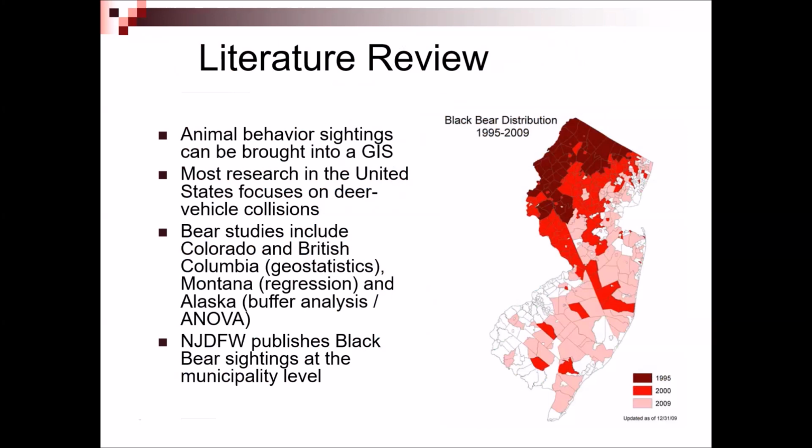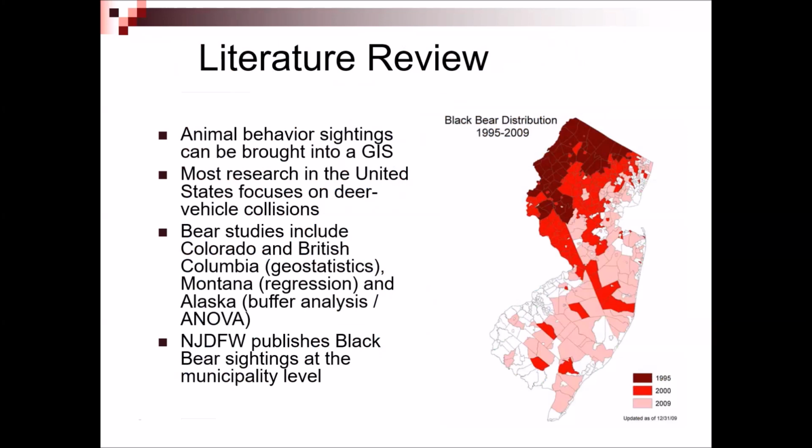Now, the thing about New Jersey is that from 1995 to 2009, black bear moved from northwest New Jersey all the way throughout the rest of New Jersey. And so we've had a lot more bear-human interaction, sometimes with fatal results. Where I grew up right here, I never saw a bear, but once my parents left there in 2012 or so, they started to increase more and more. So they've had bear studies using geostatistics, using regression, using ANOVAs. Does all this stuff ring a bell? Regression, buffer analysis, ANOVA, this is up our alley.